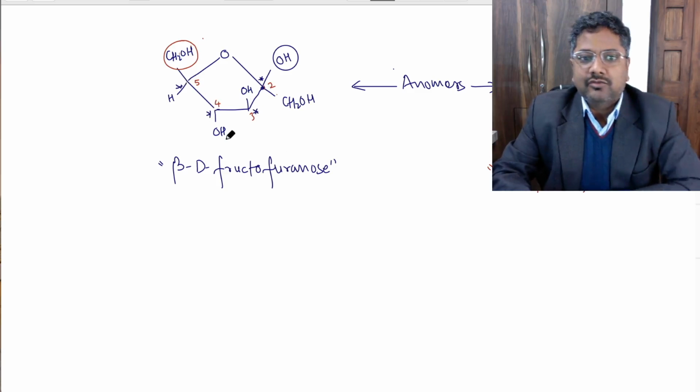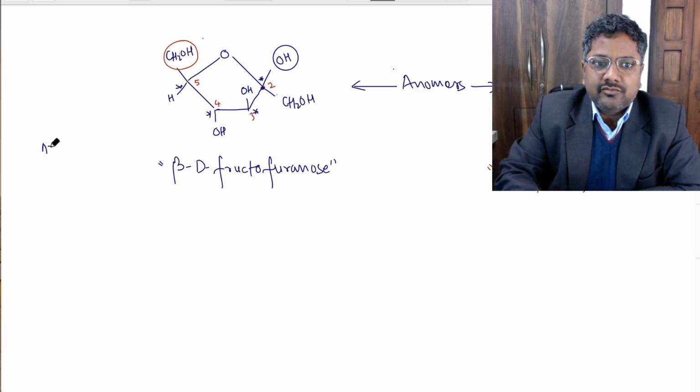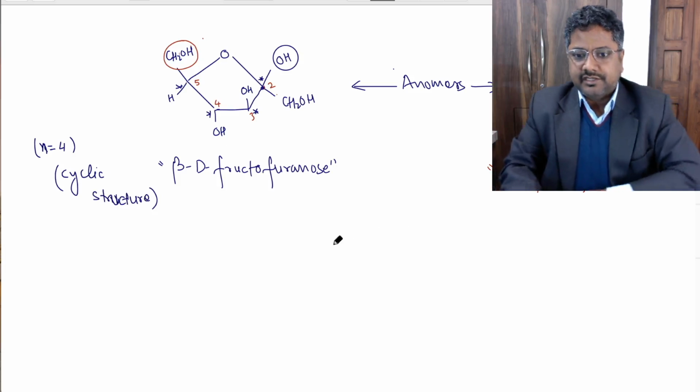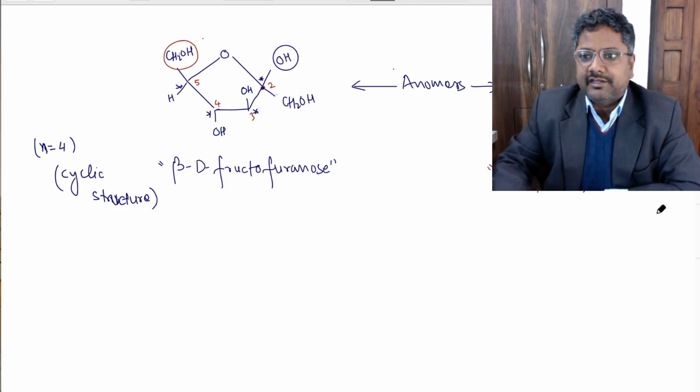So in fructose, n is equal to what? 4. n is equal to 4 in the cyclic structure. Right? So now it is clear how to name alpha and beta.